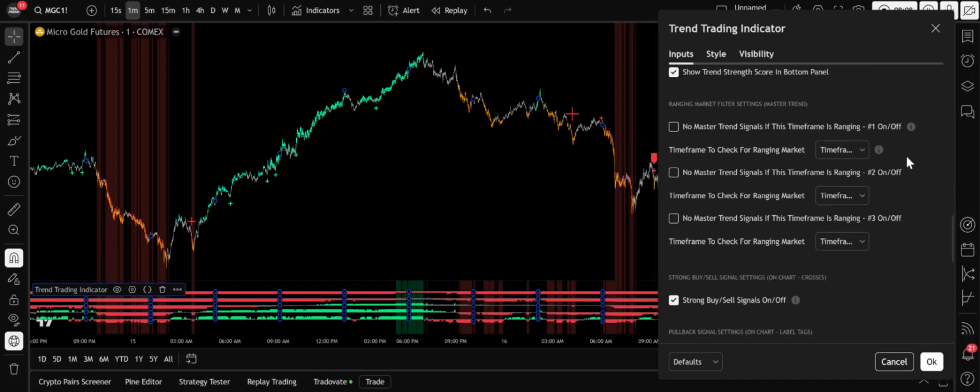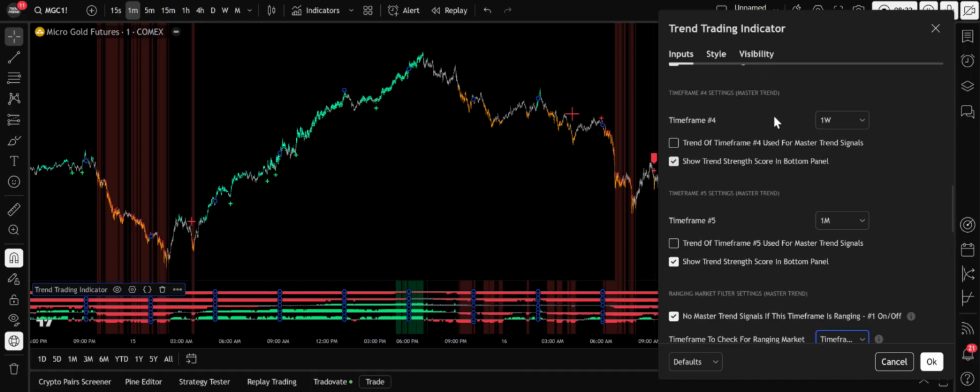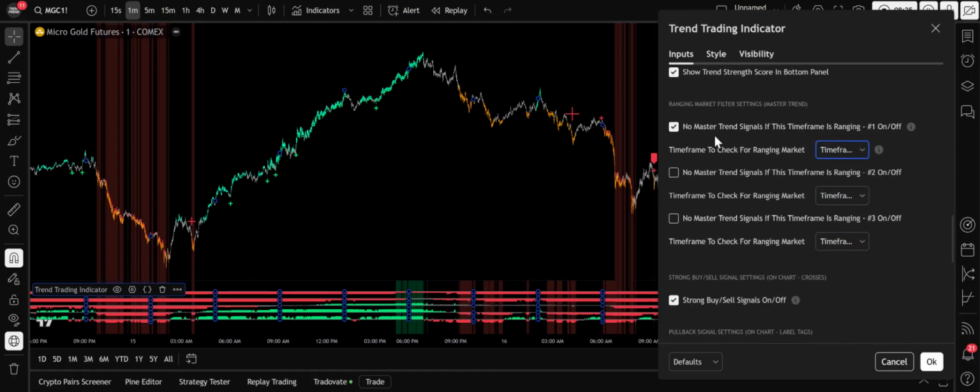So that's that part. We also have 3 ranging market filters. Basically, you can set these up. If I were to turn this on and say I set this time frame 1, 2, or 3, which are the ones that you have up here, if this is on and the market is ranging on that time frame, then it's going to prevent any signals from coming in. So this is another great way to keep from trading in sideways markets and help you stay out of that stuff. And you can set this for up to 3 separate time frames if you would like.